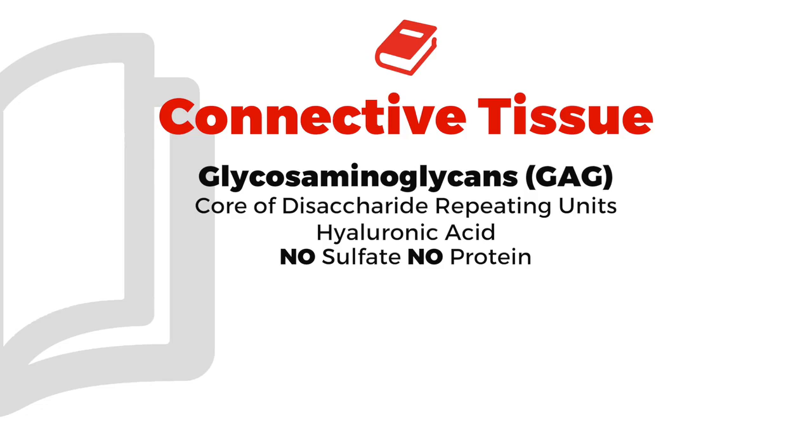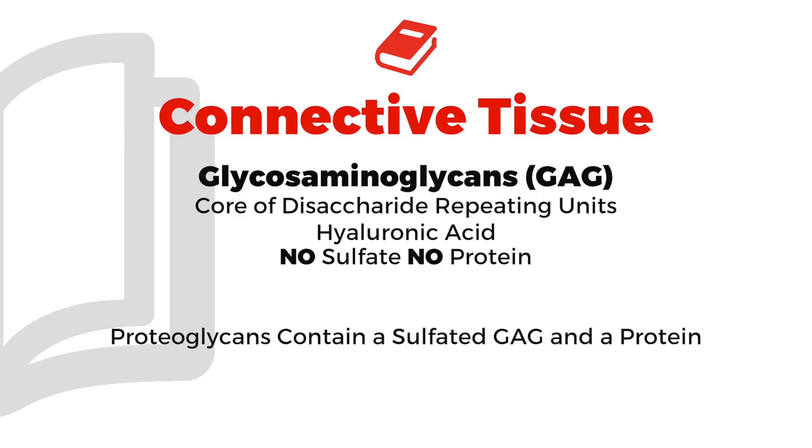Now, if you scroll down in your notes, you'll see a dash there that says note: proteoglycans do contain what? A sulfated GAG and they contain a protein. So hone in on those differences, because the take-home message is that hyaluronic acid is a GAG, but it's not a proteoglycan, okay? So make sure you pay attention to that.